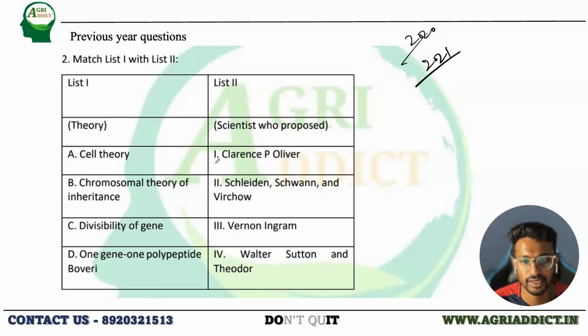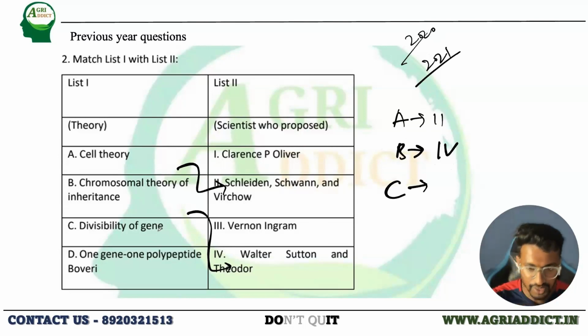Cell theory is related to which scientist? Schleiden and Schwann. So A is 2. B, chromosomal theory of inheritance: Walter Sutton and Boveri. Okay. Divisibility of gene, that we have not discussed. Yes, it's Benzer.